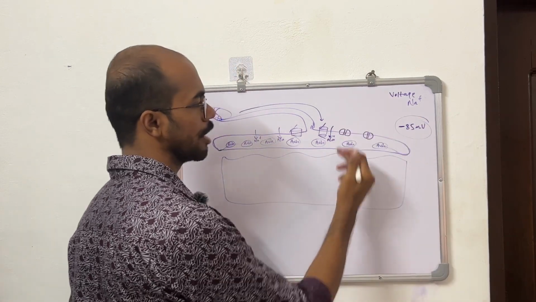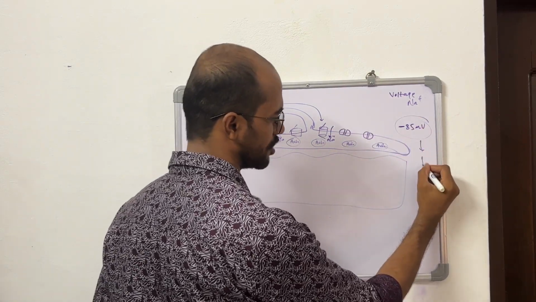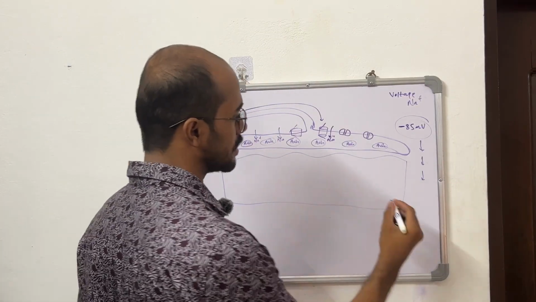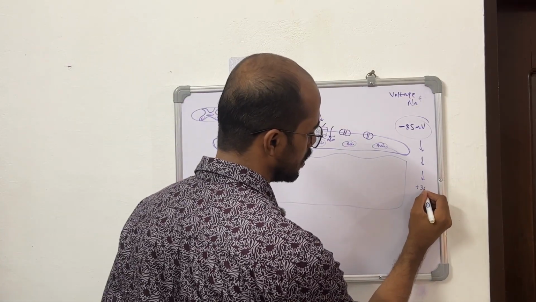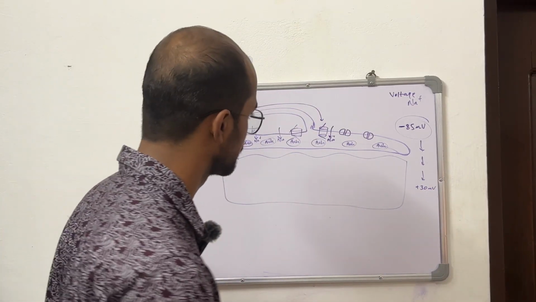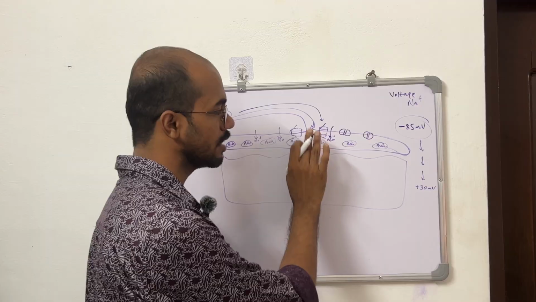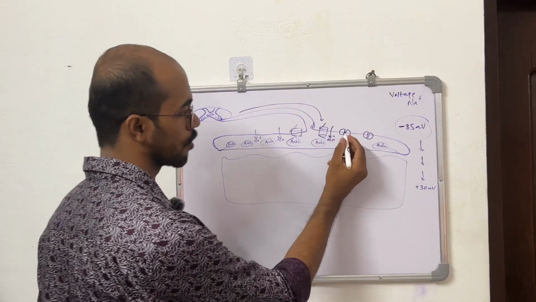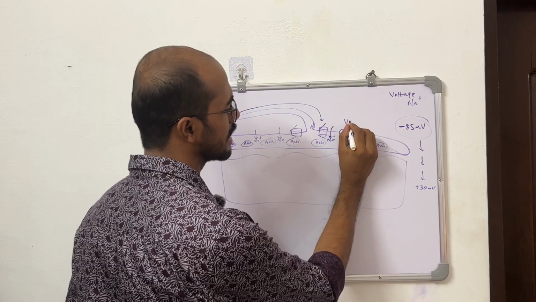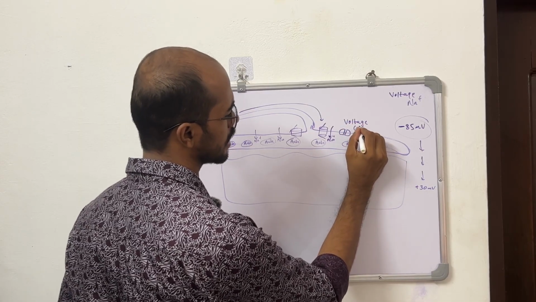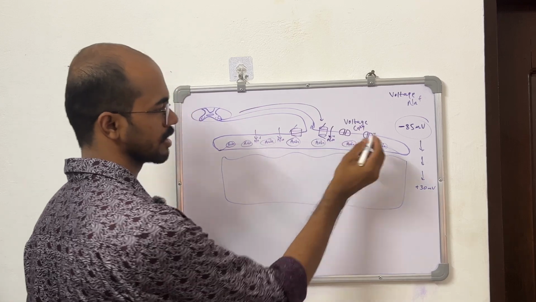Okay. So as sodium enters, it becomes more and more positive. And when it reaches around the positive 30 millivolt mark, what happens? There is another set of protein channels here, and these protein channels are called the voltage gated calcium channels. We learned about the voltage gated sodium channels. Here we have the voltage gated calcium channels.